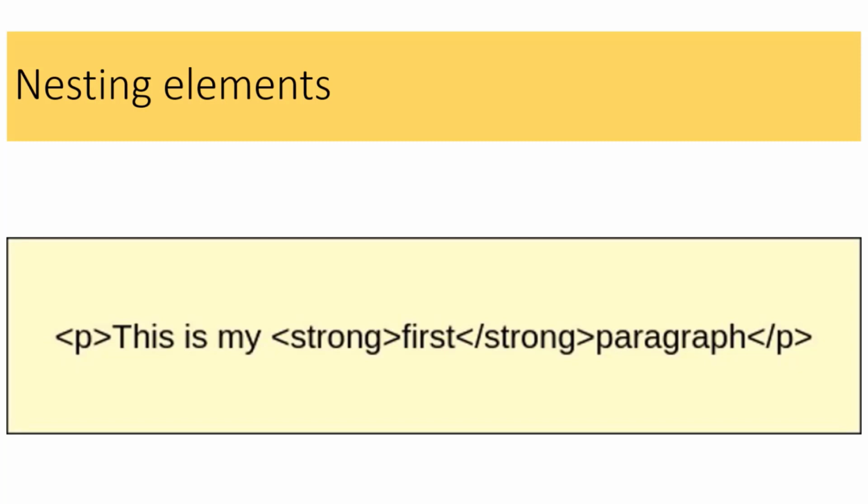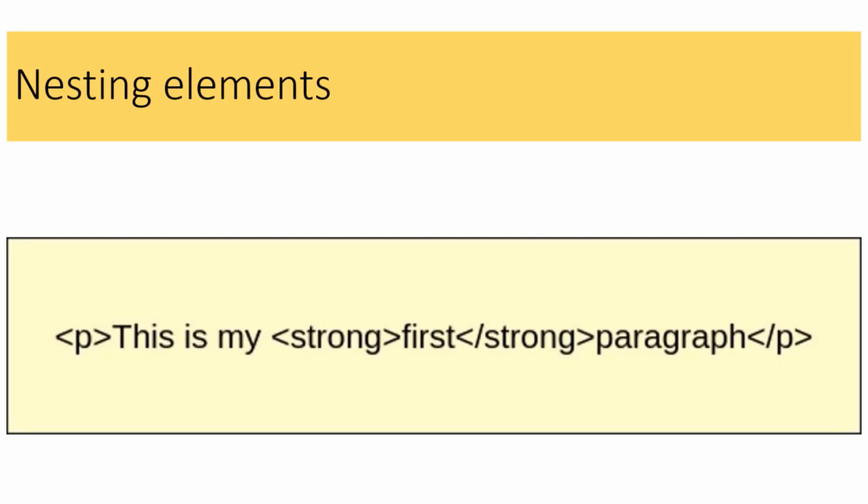Here, if you see, first I will write the p tag. First of all, we start with the p tag, then we have to close the particular p tag. Now I want to highlight my first word. For that, just before that first word, whatever word you want to highlight, we have to add the tag, and after that word we have to close the tag. So this is the nesting element.